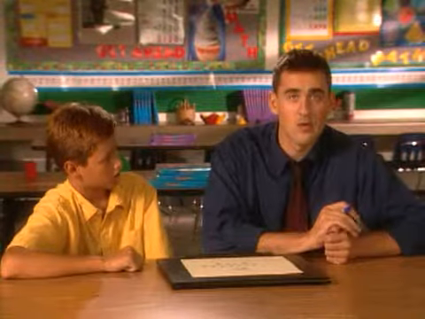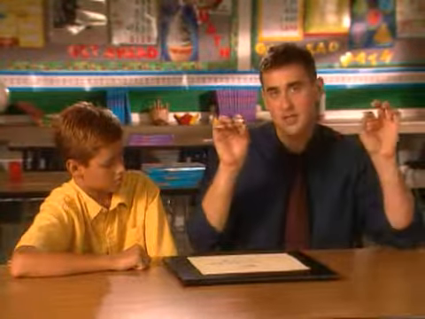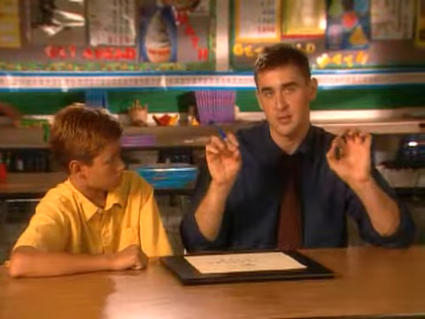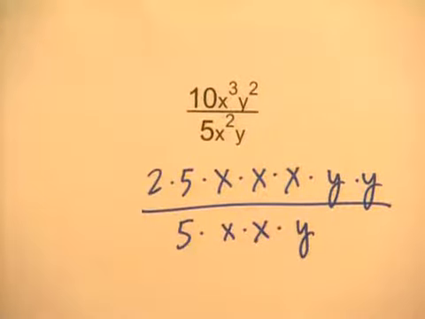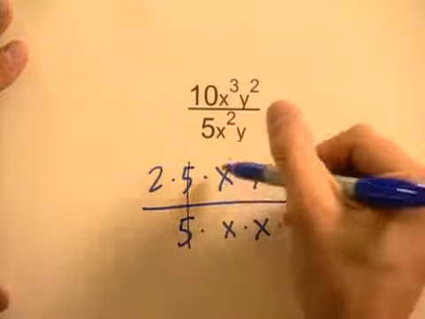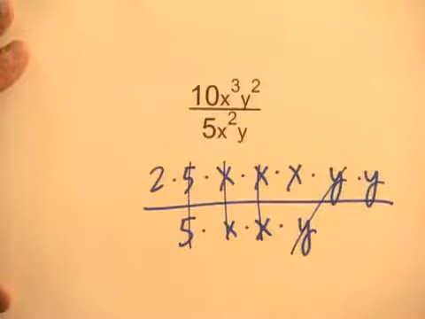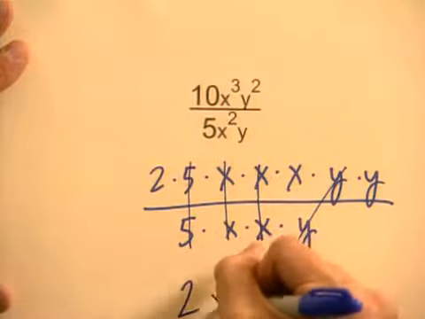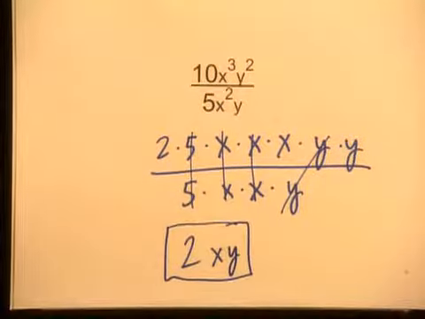Now, a review of a rule we learned previously: when you have a whole bunch of things multiplying on the top and a whole bunch of things multiplying on the bottom, you can cancel out anything that is both on the top and on the bottom. So what can we cancel out here? What's both on the top and on the bottom? You would cancel out the 5. Right. 2 x's. And a y. And that leaves us with 2xy. And that's the answer.